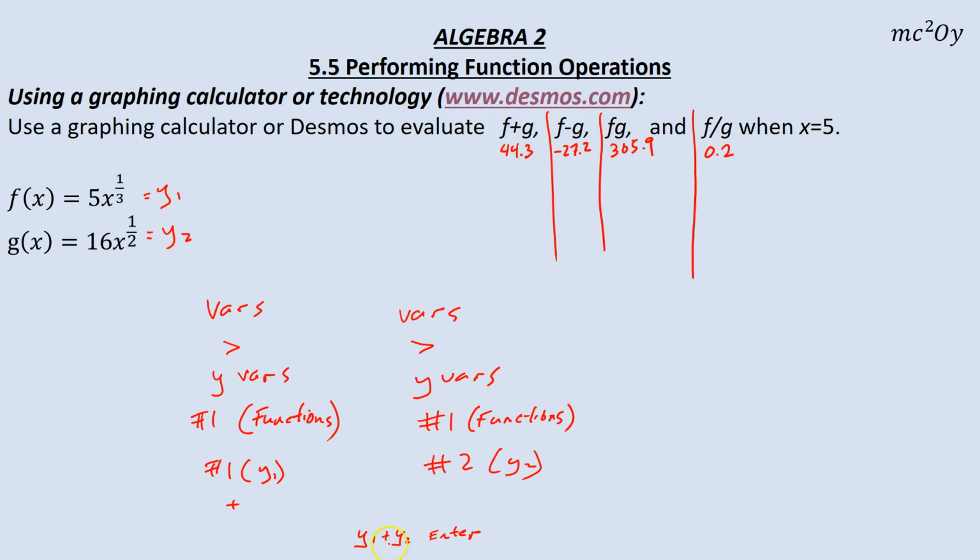Once you have it selected once, you can just arrow back over and hit subtract or multiply or divide. I'm not going to go through actually showing the calculator though.